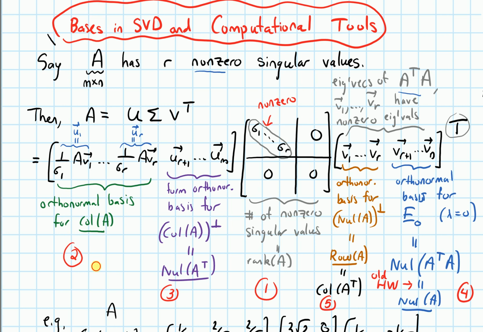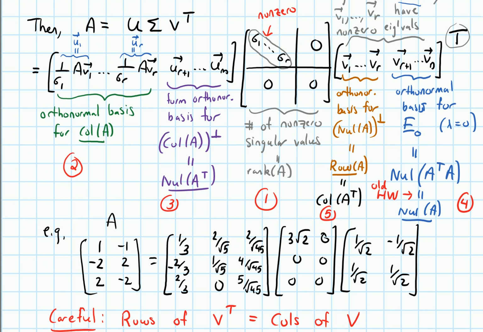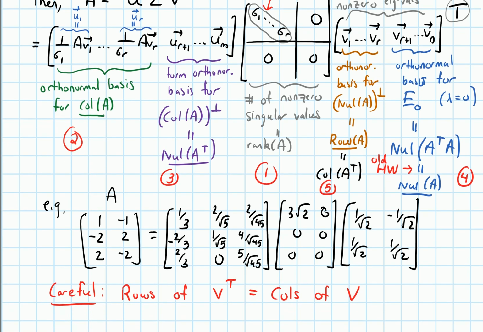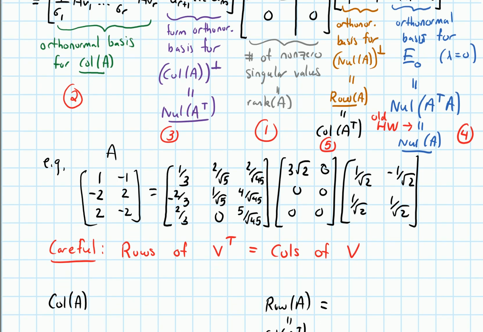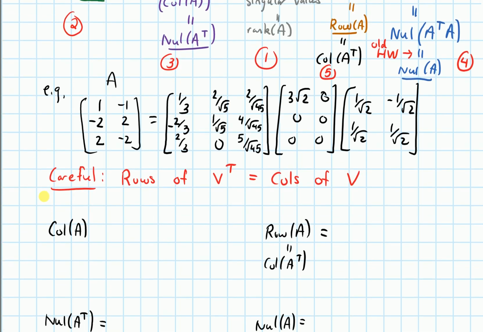So let's look at an example. It turns out that the matrix A, which I've written here, has the following singular value decomposition. This is U, this narrow matrix in the middle is sigma, and this matrix at the end is V transpose. What I want to do now is write down all of these fundamental spaces, like the column space and the null space of A transpose and the row space of A, and so on. Okay, so let's see if we can write down all of these.